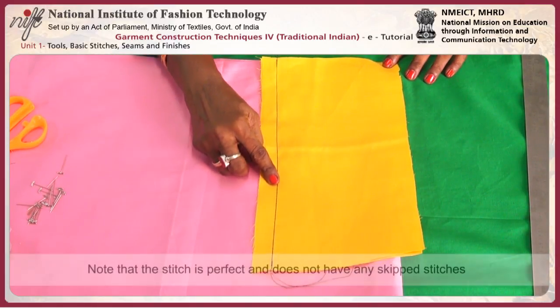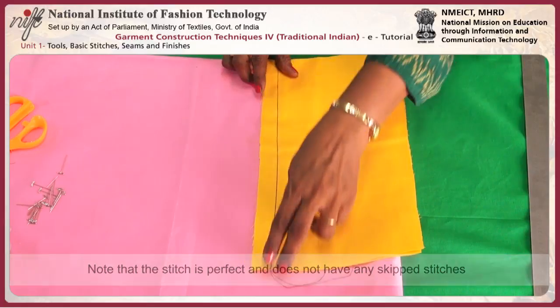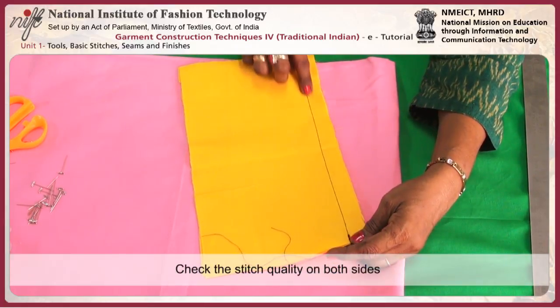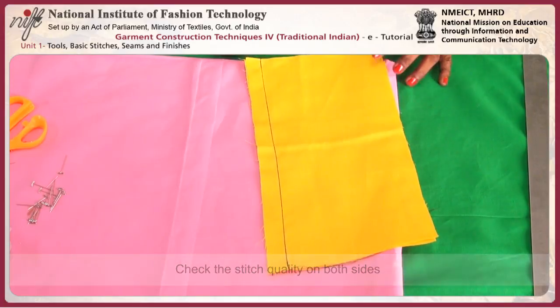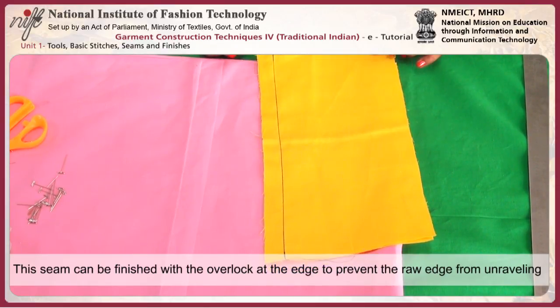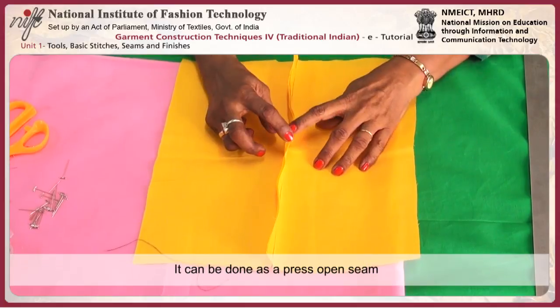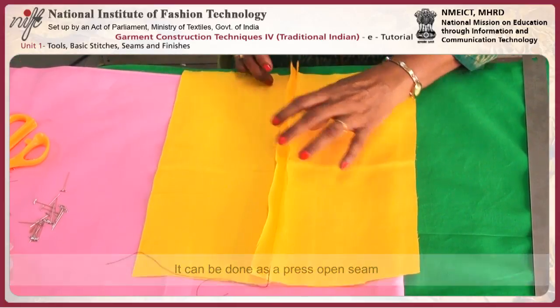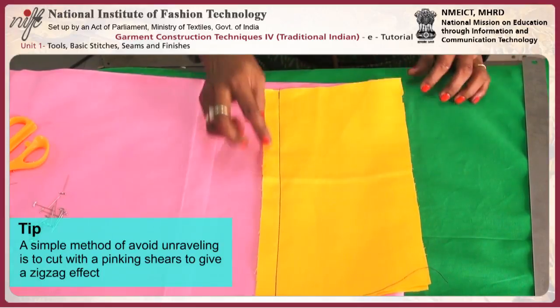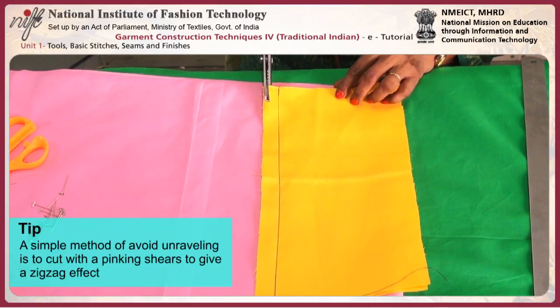The stitch should be perfect, and it should not have any skip stitches or loop stitches on both sides. So you should check the stitch quality on both sides. This plain seam can be finished with the overlock at the edge to prevent the raw edge raveling, and it can be done as a press open seam also. A simple method of avoiding the raveling is to cut with pinking shears to make a zigzag effect.